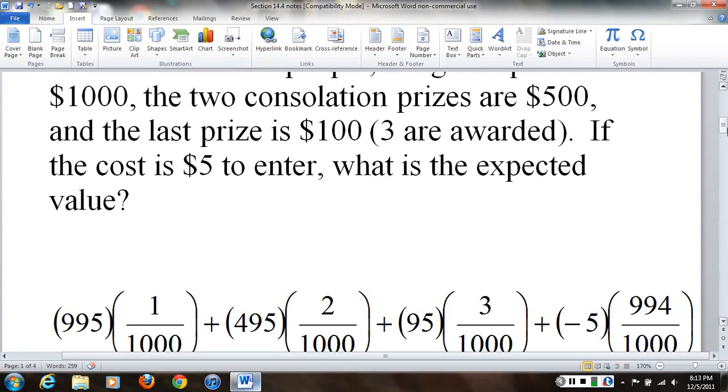So again, the $1,000 prize becomes $995, and if there are 1,000 people, of course, there's 1 out of 1,000. There are 2 consolation prizes at $500. So again, if I were to win, I would stand to have made $495, the probability being 2 out of 1,000. The final prize is $100. 3 of which are awarded, so my overall value would be 95 if I were to win that, times 3 over 1,000, the probability that I get that.